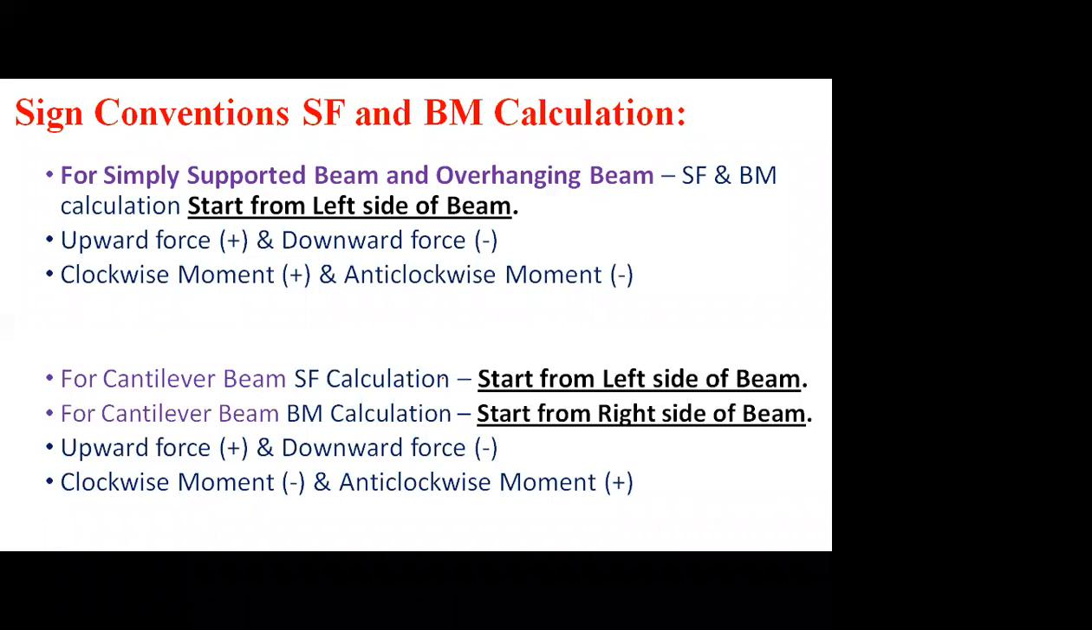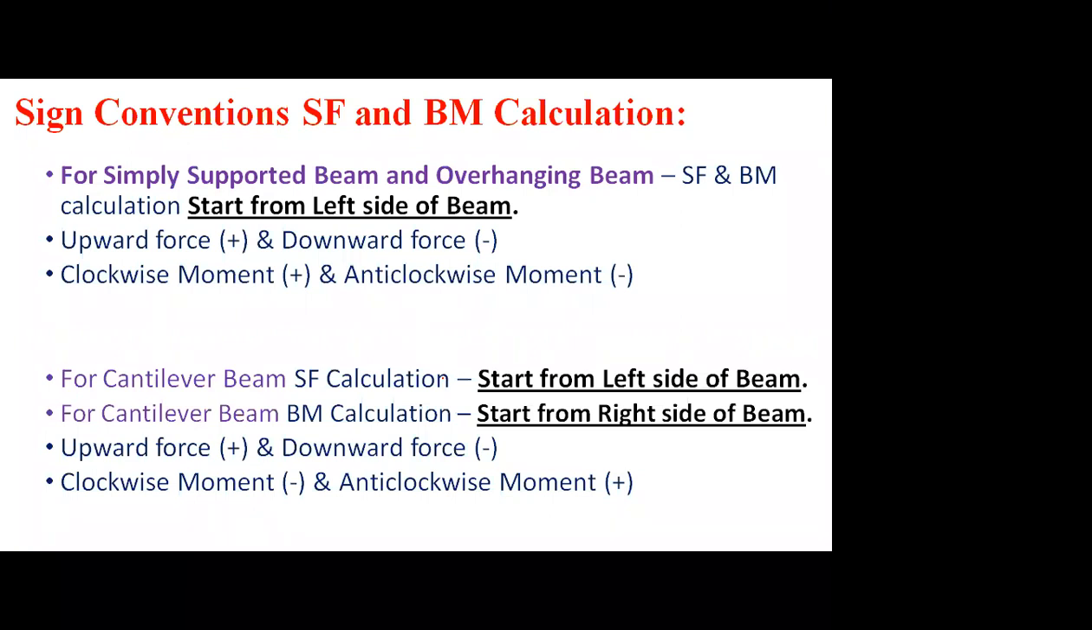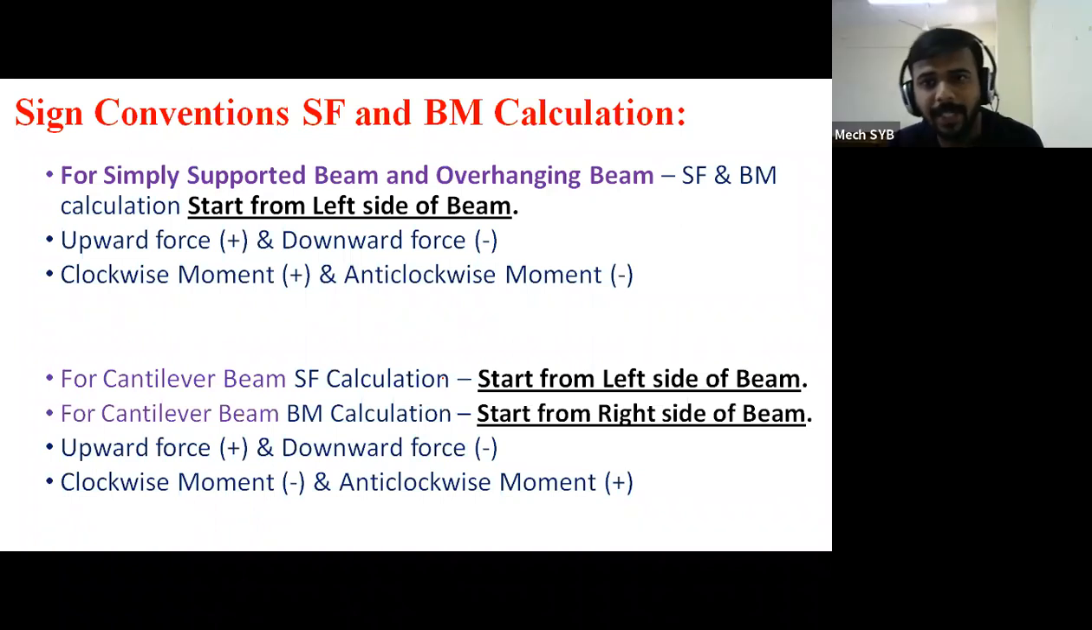What is the common thing in the simply supported and overhanging? Two supports. In simply supported also, the beam is supported by two reactions, and in the overhanging also, the beam is supported by two reactions. म्हणजे दोन्हीमध्ये पण दोनच सपोर्ट असतात.